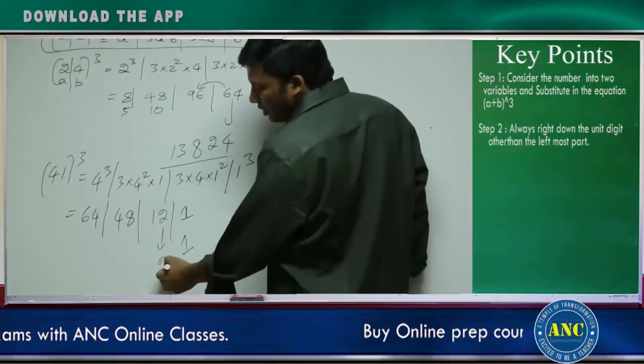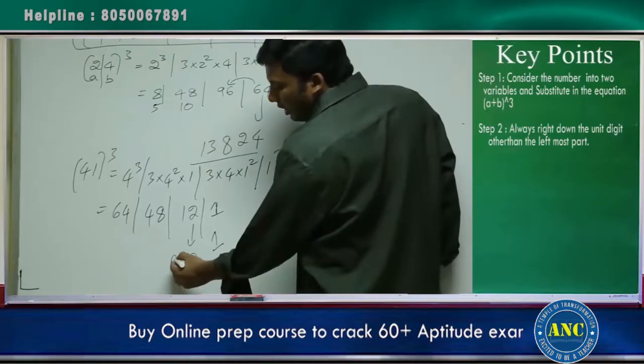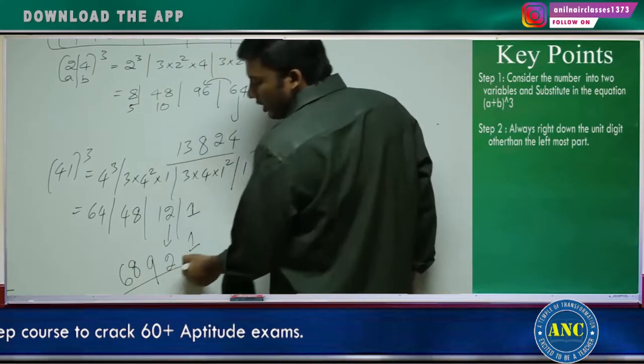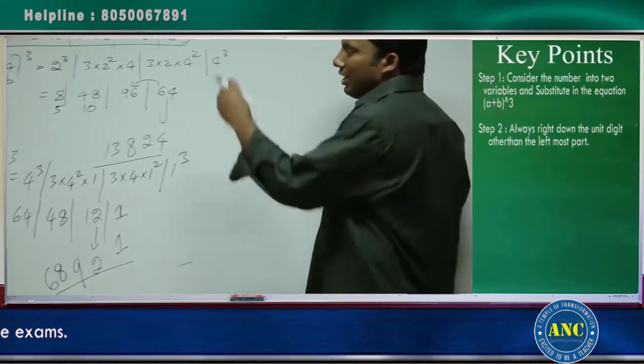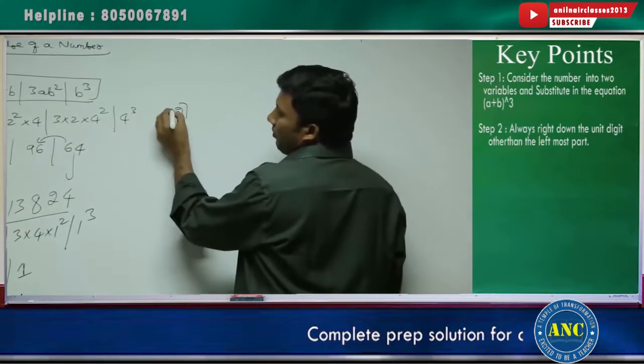Write down the unit digit 2. 1 carried. What is 48 plus 1? 49. 9. 4 carried. 64 plus 4? 68. Answer is 68921. Having understood these two problems, please practice 32 whole cube.